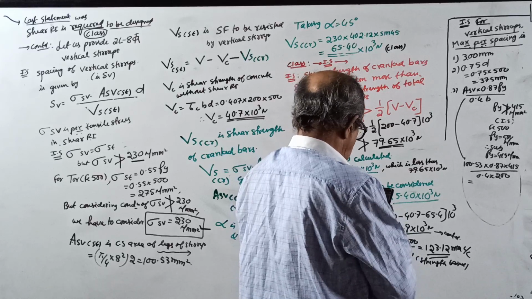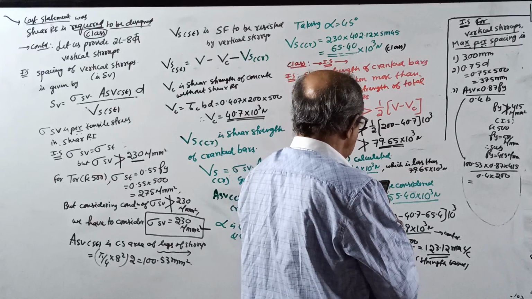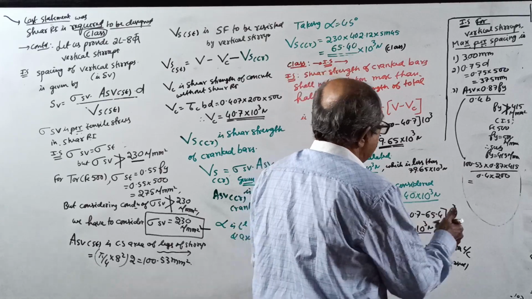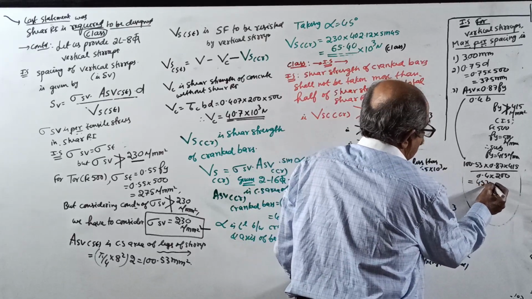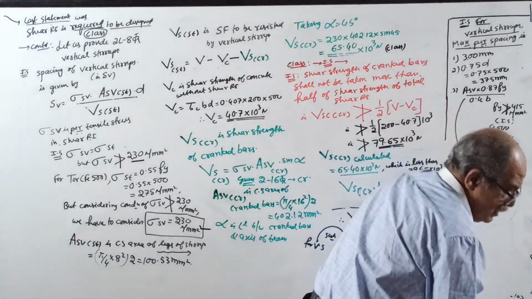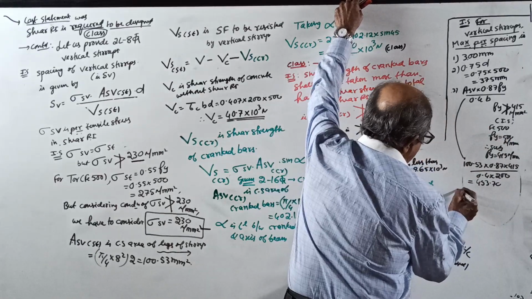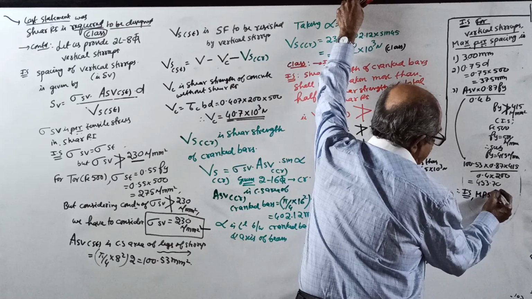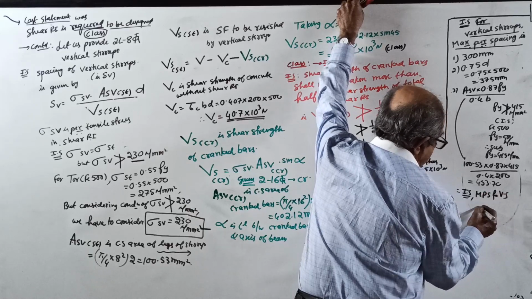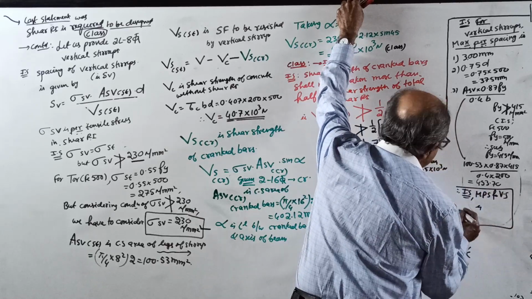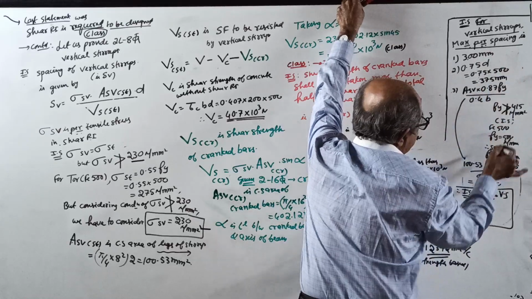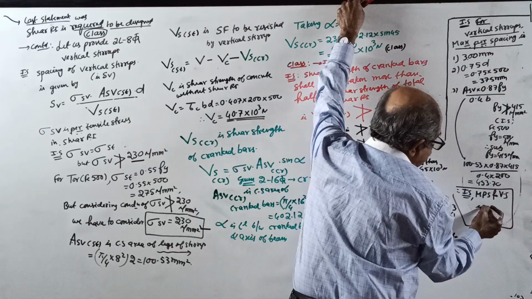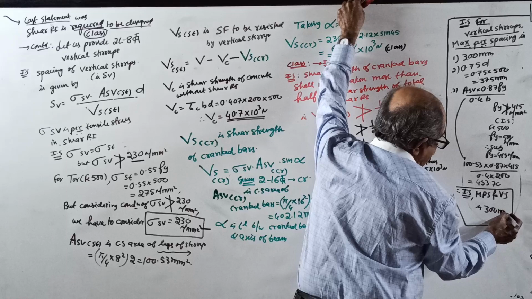100.53 into 0.87 into 415 divided by 0.4 divided by 200 equals 453.70. Now, as per IS code, the maximum permissible spacing for vertical stirrup has three values. The least of them is 300 mm center to center.